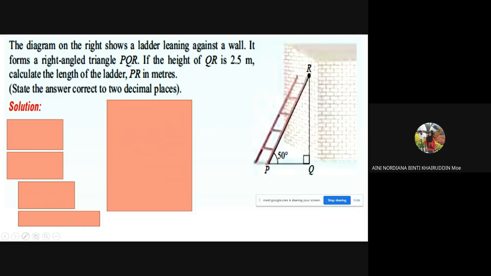Okay, I use my pen. So QR is 2.5 meter. Calculate the length of the ladder PR in meter. So we want to calculate the PR.